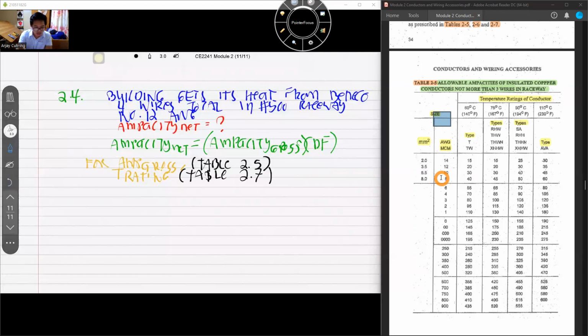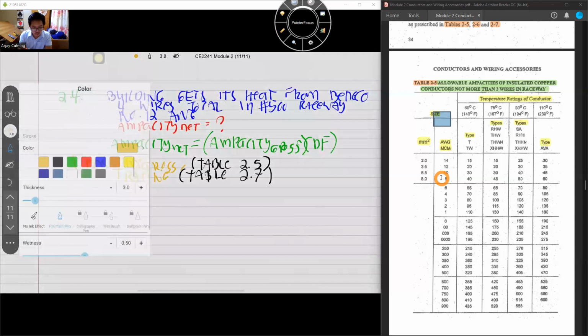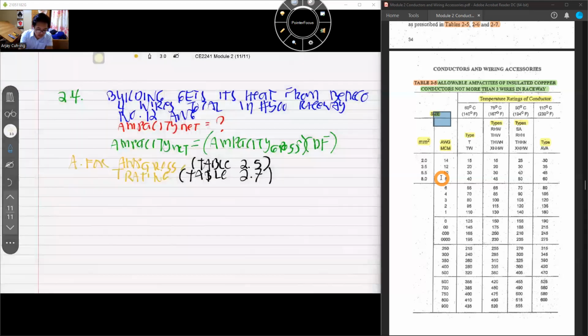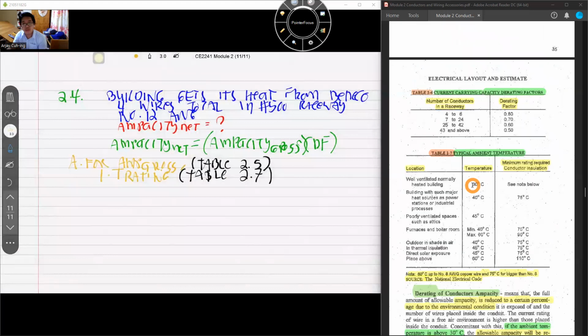Okay. Lagyan ko na lang ng class. So again, kailangan lang natin makuha muna yung temp, yung ampacity gross. Okay. So again class, di ba? Number 1, kailangan muna natin yung temperature rating. Okay. So punta na tayo class sa ating table 2.7.